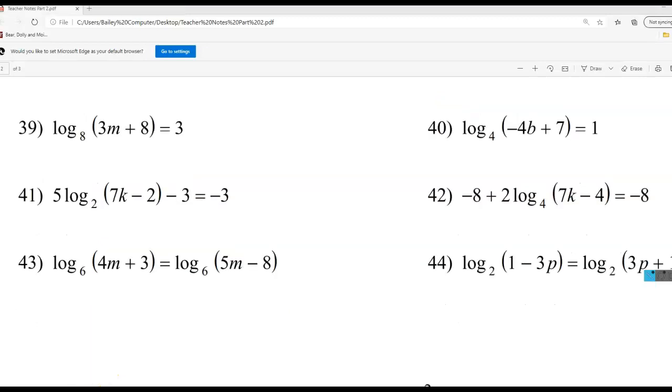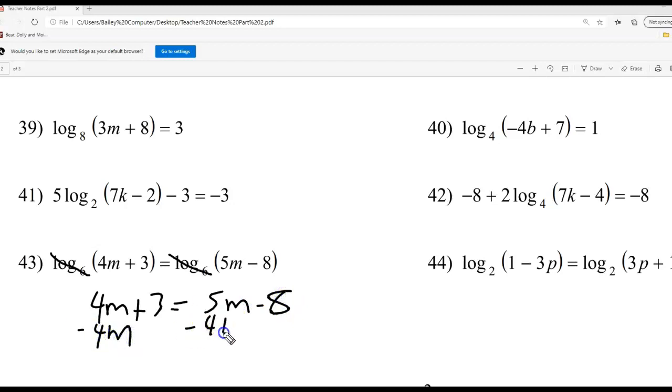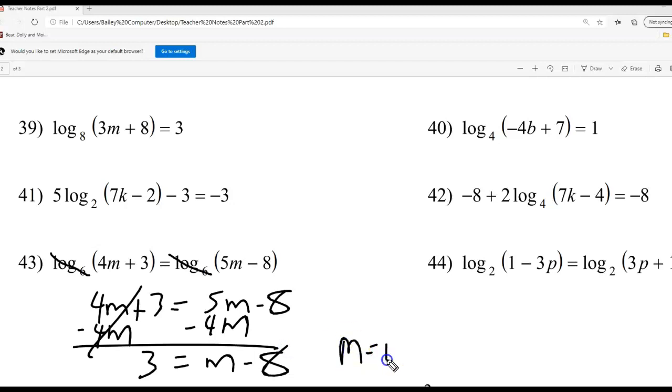Okay, so our next type of log equation we're going to solve is the one where you have a logarithm on both sides. If you have just one log on this side and one log on this side, we can just get rid of the log because that's the same. If we take it off both sides, it's not going to change the balance of the equation, right? From there, you're left with a simple equation that you need to solve. I'll go ahead and just solve it from here. And if I add 8 on both sides, I end up with m equals 11.